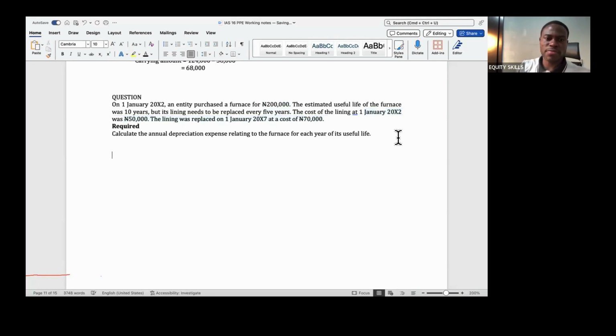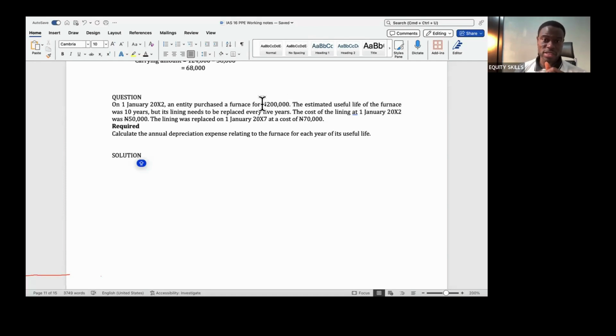Okay, good. So now, a question like this is a question where an asset has different components. When an asset has different components, and each component has different useful life, you are expected to depreciate each component separately because they have different useful life. So there's no way you can combine their depreciation since their useful life are actually separate. And that's the scenario here.